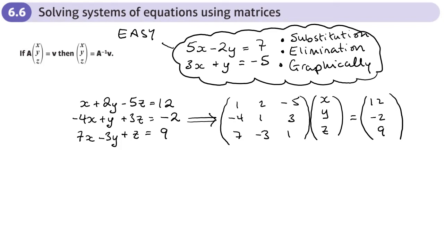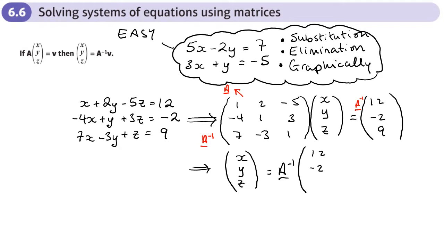Now if I call this matrix here matrix A, then if I do the inverse of A to both sides, the inverse of A there and the inverse of A here, then what I'm going to be left with, well, A times its inverse is the identity matrix, so effectively I'm just left with x, y, z, and x, y, z will equal this inverse matrix of A times 12, negative 2, 9, and then once I've multiplied that out, this will give me the solutions to the simultaneous equations.